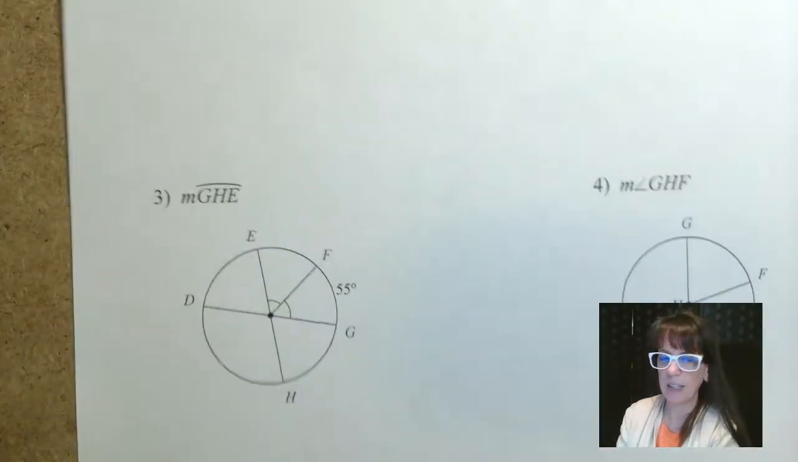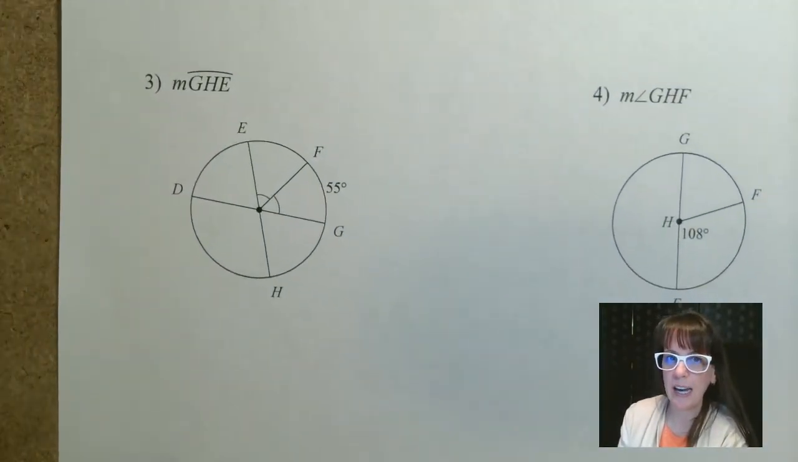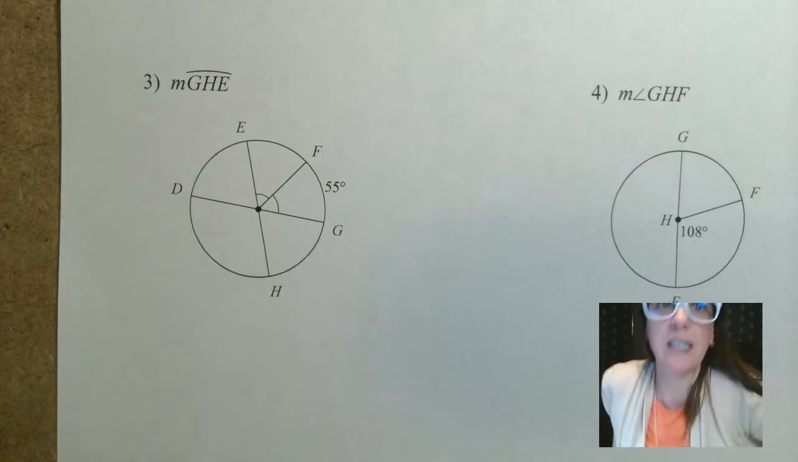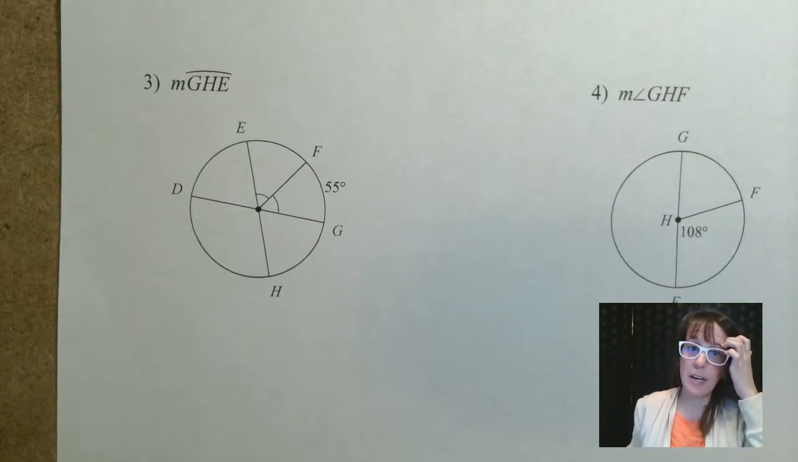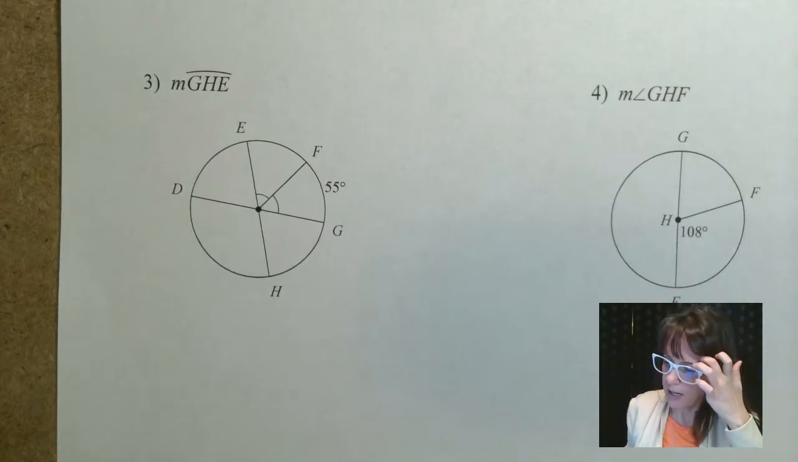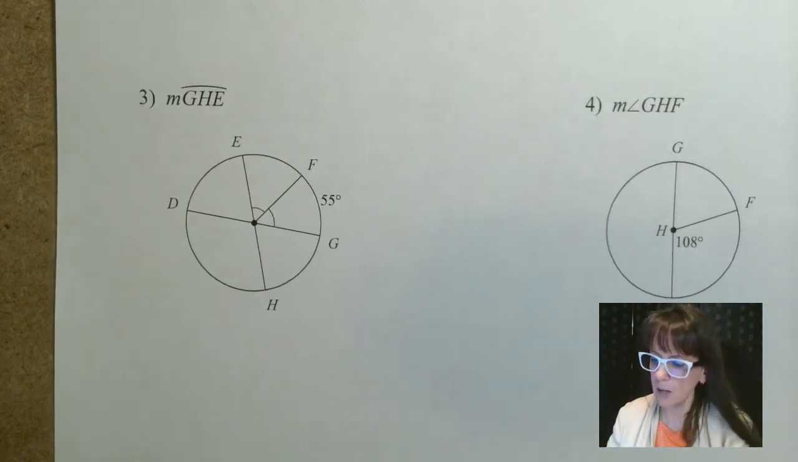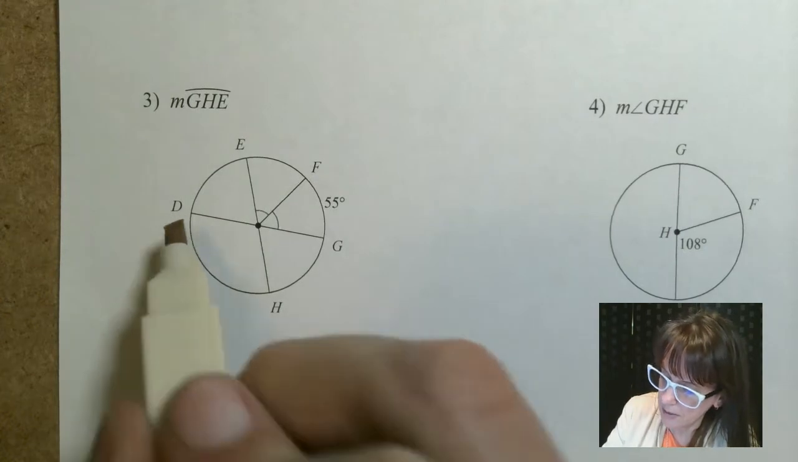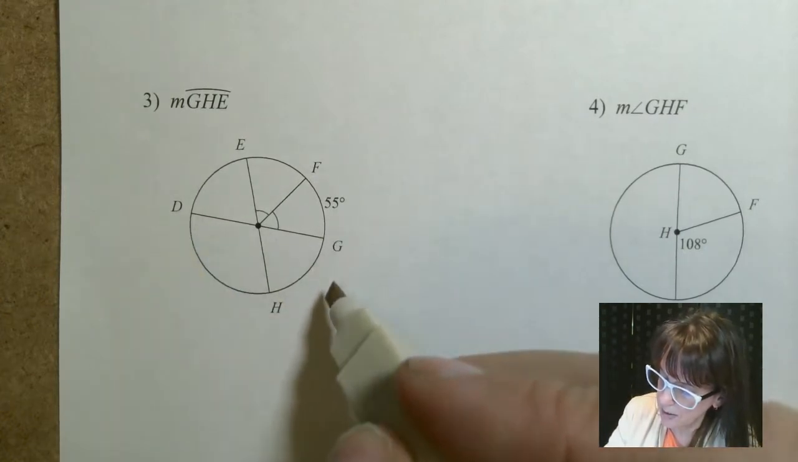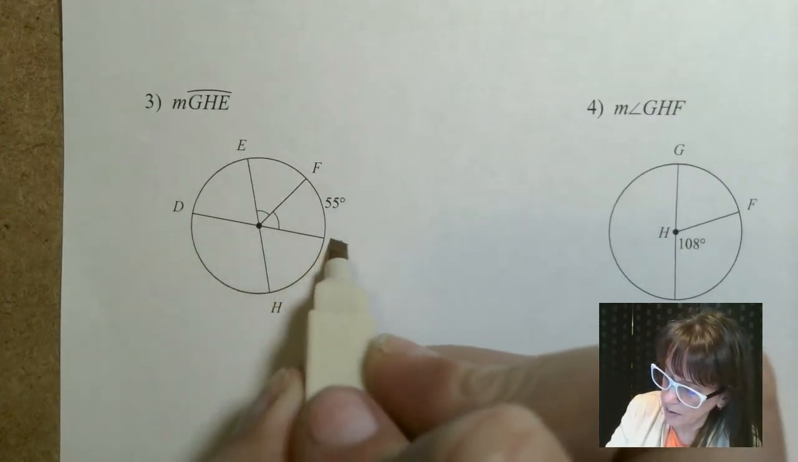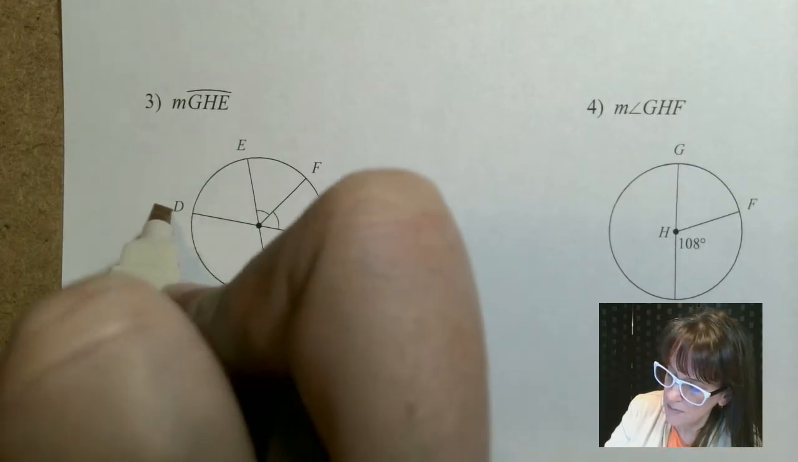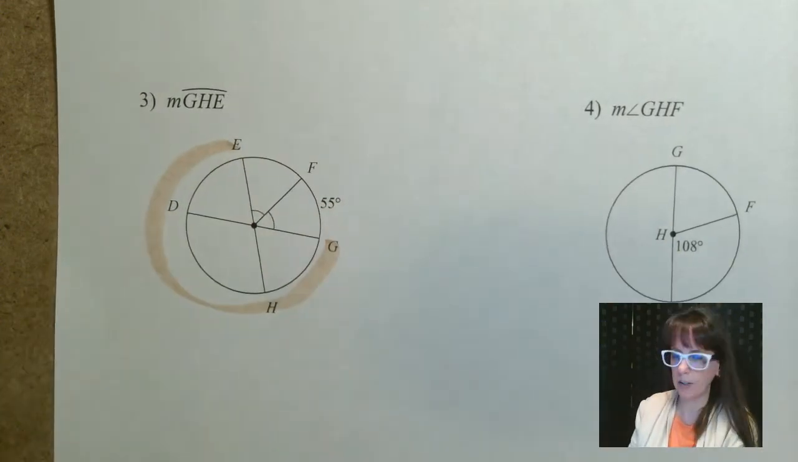All right, let's take a look at these down here. Find DHE. Because it's three letters, it's going to be our major arc here. So D, H, and then E. We want to go all the way around. It helps if I read that right. I read DHE like that. We want to find that arc right there.